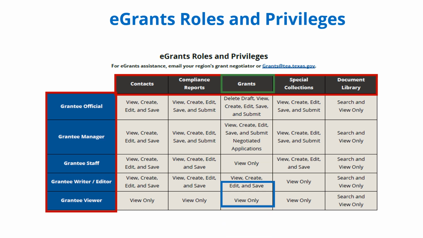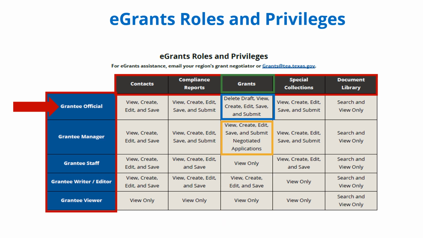If you or your staff need the capability to view, create, edit, save, and submit original versions of grant applications that haven't been submitted to TEA, the appropriate role is grantee official. Grantee official is the only role that has the capability to submit original versions of grant applications to TEA. Grantee official has the highest privileges in the eGrants system.